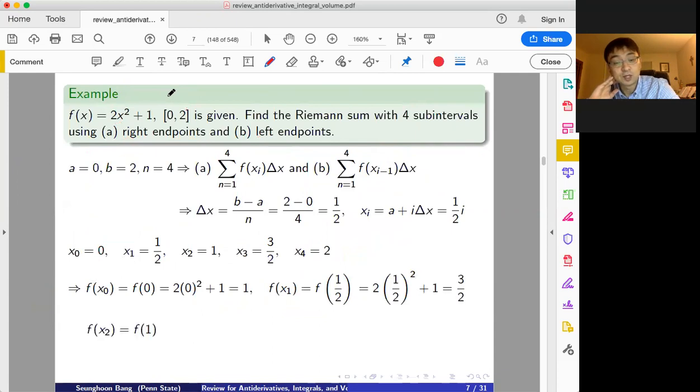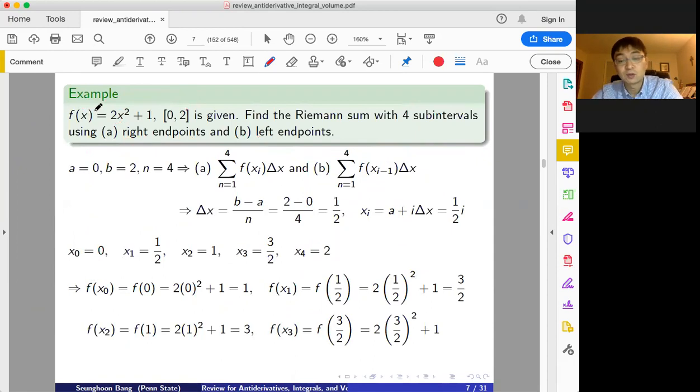f of x2 is f of 1. 2 times 1 squared plus 1 is 3. f of x3 is f of 3 over 2. You plug 3 over 2 into here. 2 times 3 over 2 squared plus 1. So we have 11 over 2. f of x4. This is a typo, sorry. This is 2, so change it. 2 times 2 squared plus 1 is 9. So we have these values.